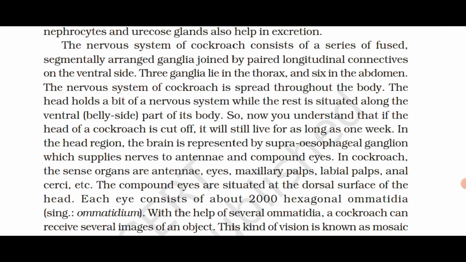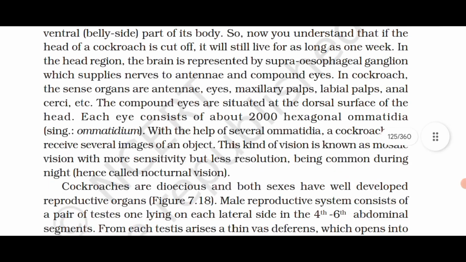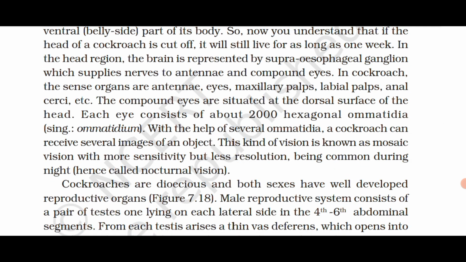In the head region, the brain is represented by supraesophageal ganglion, which supplies nerves to antenna and compound eyes. In cockroach, the sense organs are antenna, eyes, maxillary palps, labial palps, anal cerci, etc. The compound eyes are situated at the dorsal surface of the head.